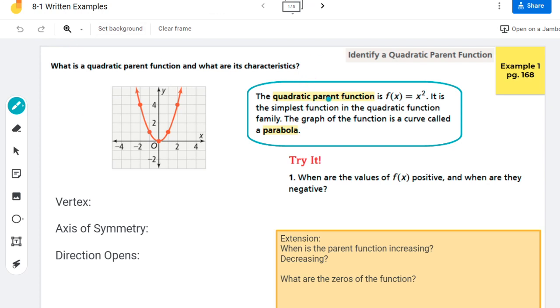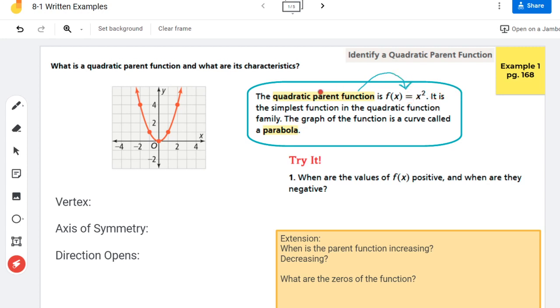So when we talk about the quadratic parent function, we're talking about this equation right here. It says that f of x is equal to x squared. Notice there's nothing being added or subtracted to it. There's nothing being multiplied to it. So this is a parent function. What makes it a quadratic parent function is that it is x squared. It's the simplest function in the quadratic function family because there aren't any transformations happening to it.